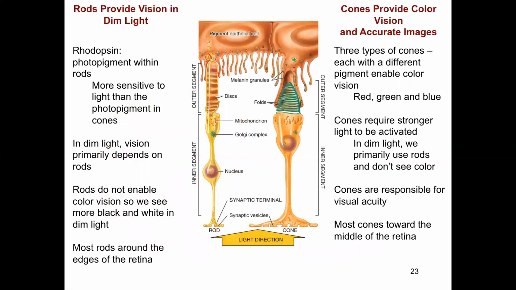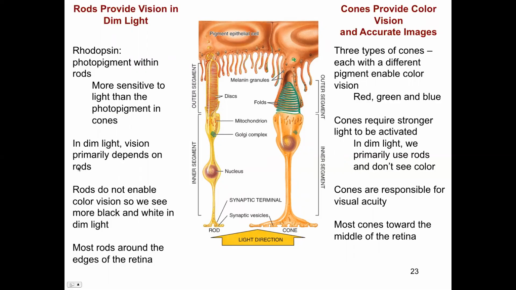Now, what are the differences between these cells? I already sort of talked about this. We have basically three types of color receptor cells and another type of cell that just detects light and dark. But in each case, there's a photopigment that gets stimulated. When we look at our rods, the photopigment is called rhodopsin, and it's much more sensitive to light than the photopigment in the cones. They're a little slow though.